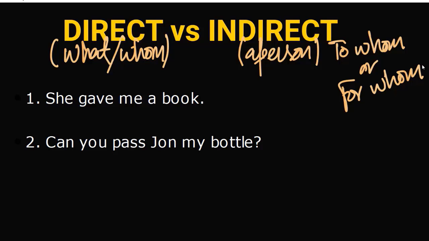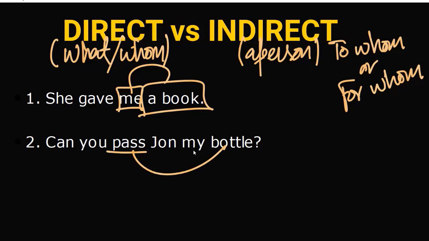For example, she gave me a book. She gave what? A book. Who received the book? Me. She gave a book to whom? Me. Indirect object. Can you pass John my bottle? Can you pass what? My bottle. Direct object, right? Pass to whom? John. So in these examples, me in the first example receives the direct object, which is a book. She gave a book to whom? Me. I received the direct object, a book.